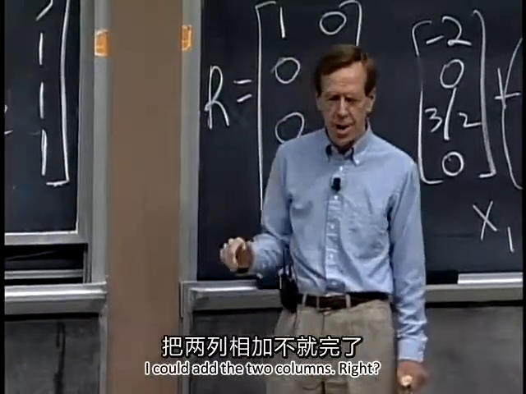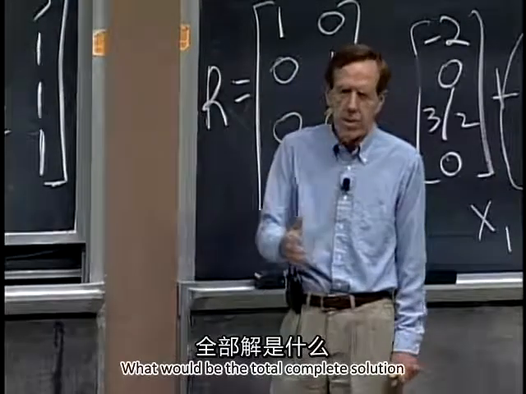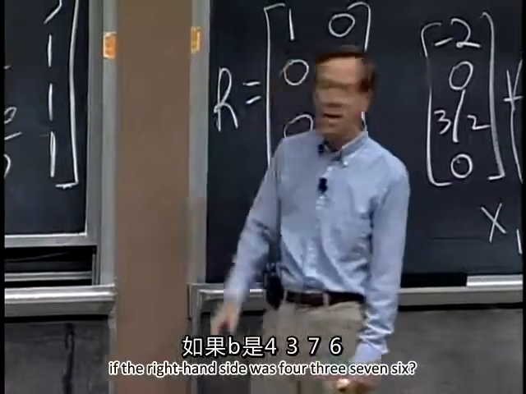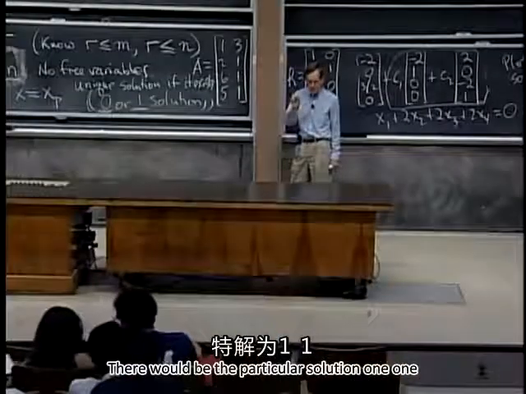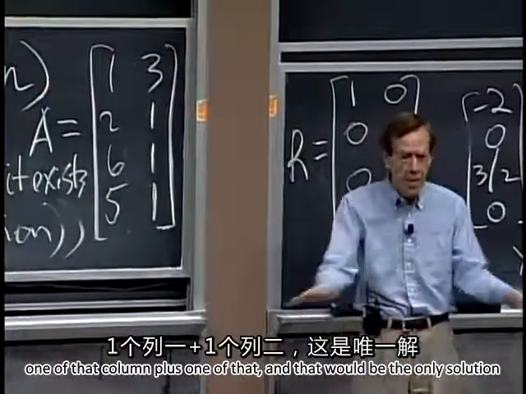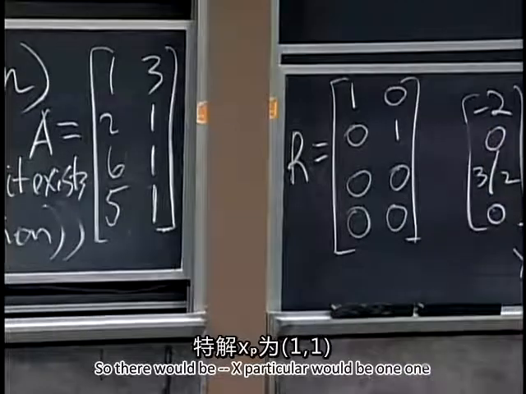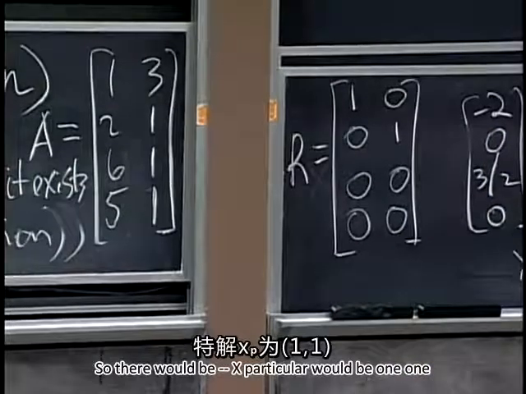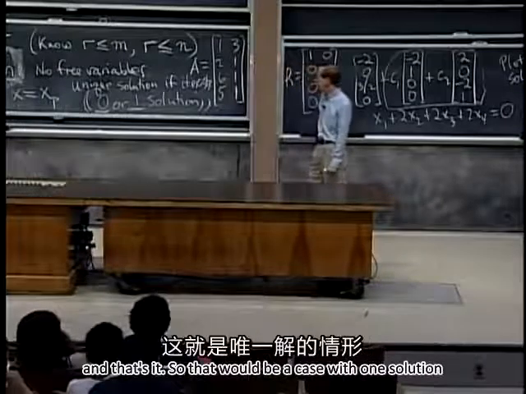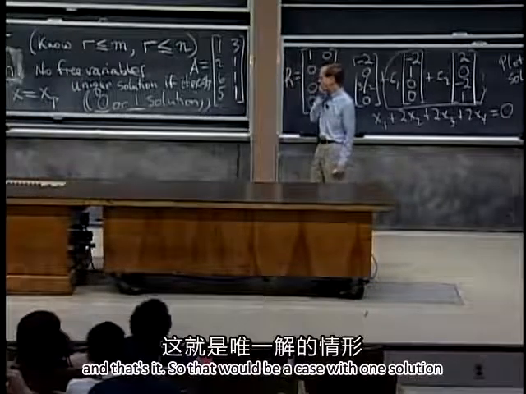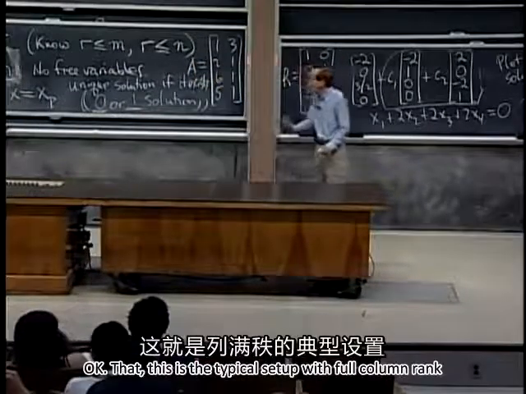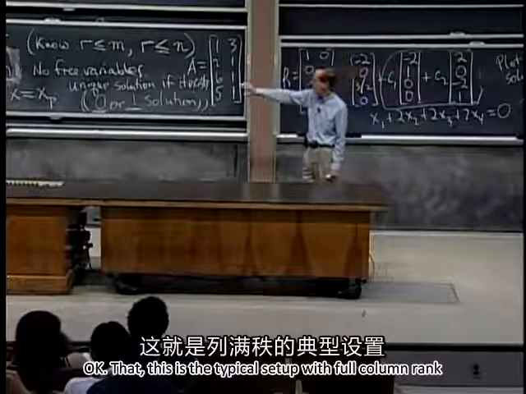I could add the 2 columns, right? What would be the total complete solution if the right-hand side was 4, 3, 7, 6? There would be the particular solution 1, 1. 1 of that column plus 1 of that, and that would be the only solution. So x particular would be 1, 1 in the case when the right side is the sum of those 2 columns, and that's it. So that would be a case with 1 solution. Okay. This is the typical setup with full column rank.